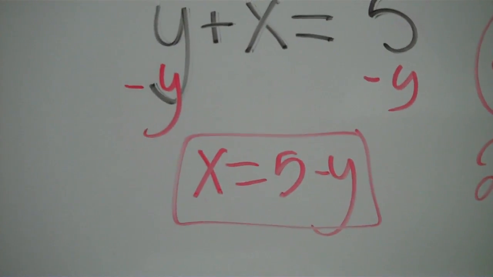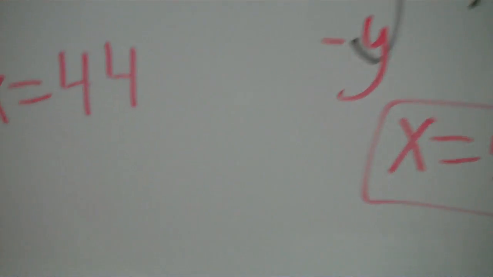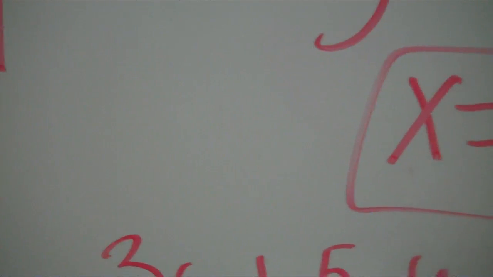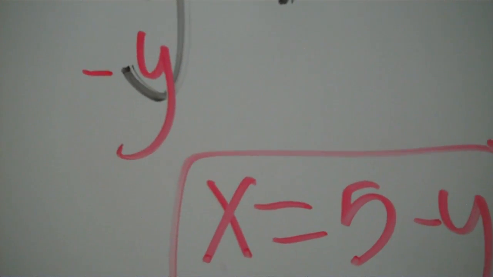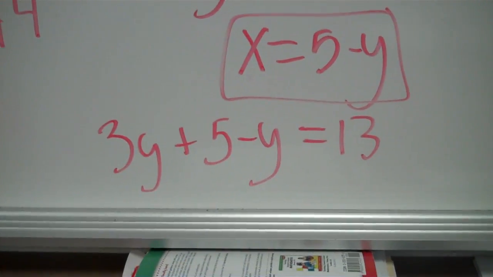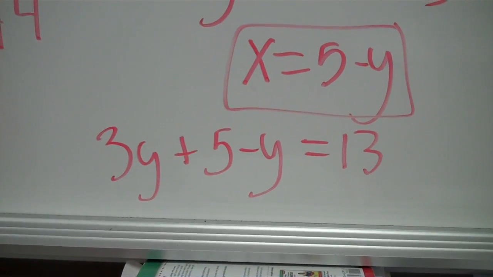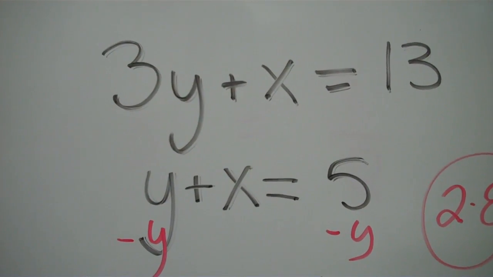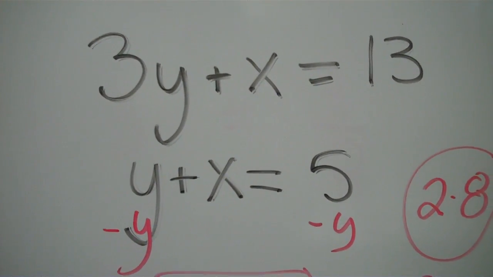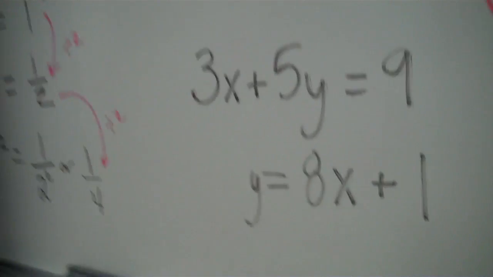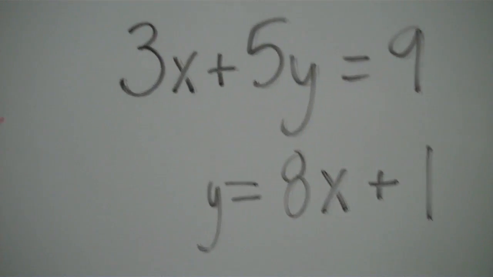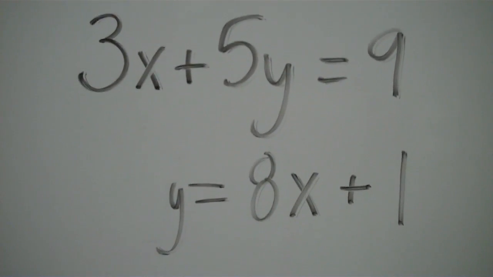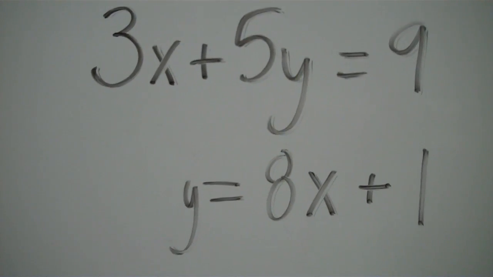So my new equation becomes 3y plus 5 minus y equals 13. And then I can go ahead and simplify that from there. Once I have my y, make sure that you plug your answer back in to find what x has to equal. And then my last thing over here, what if I want to use equal value method on this? This again comes with the same equality.